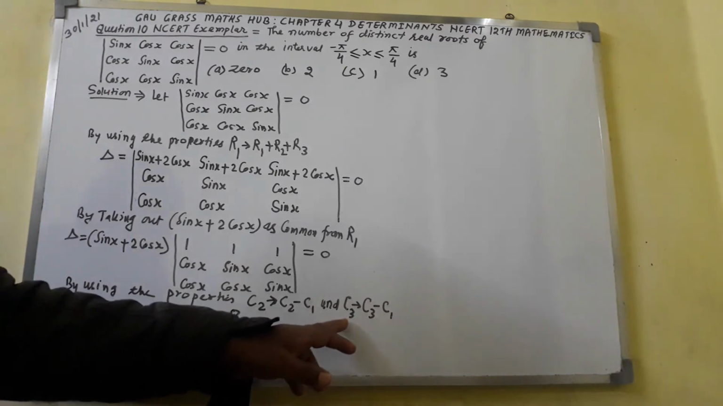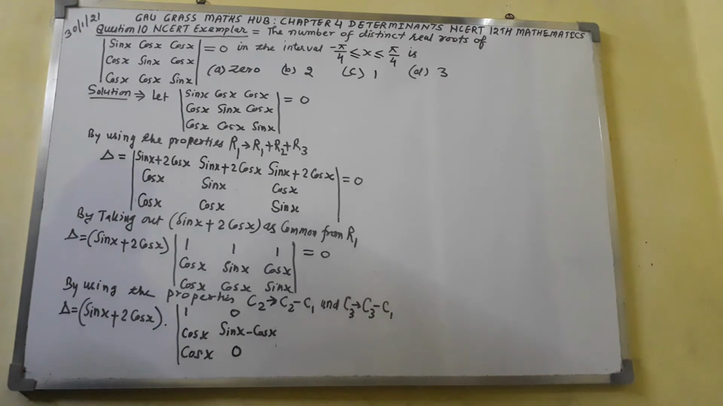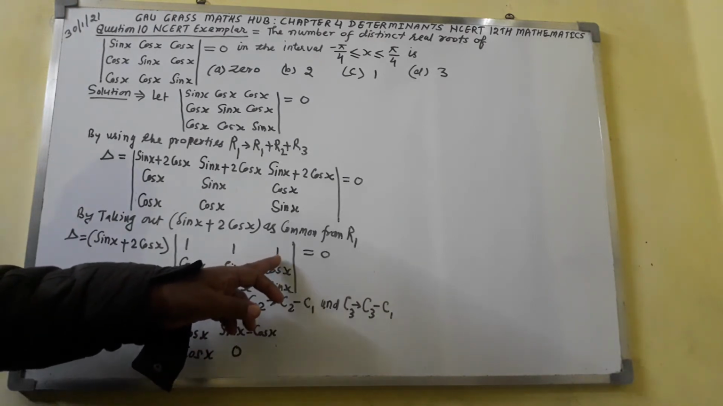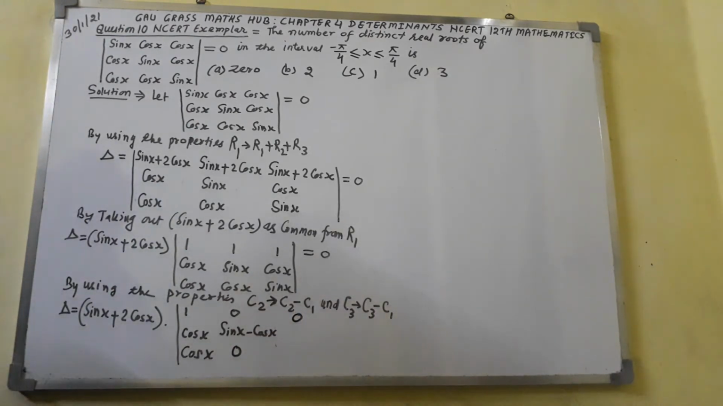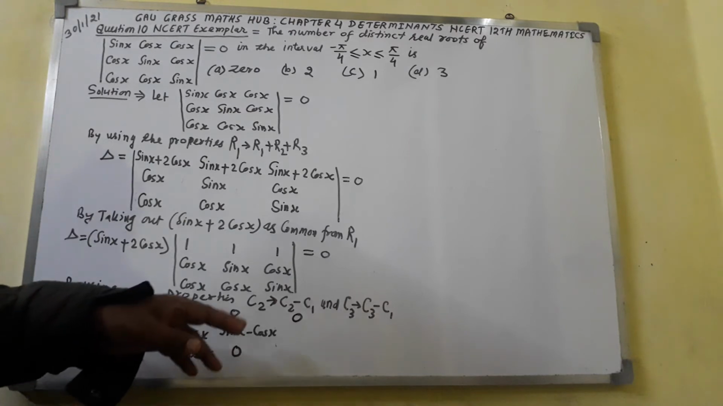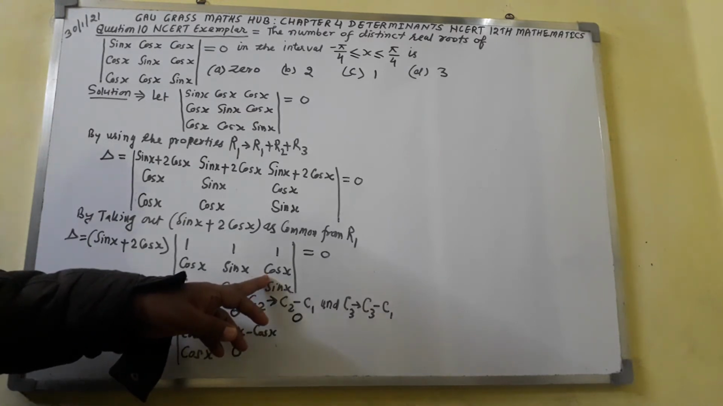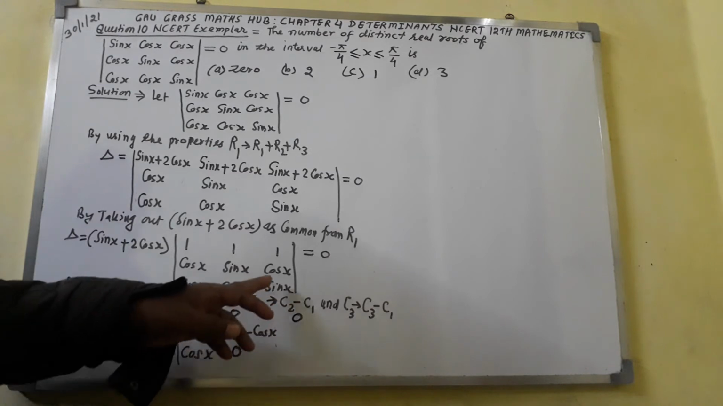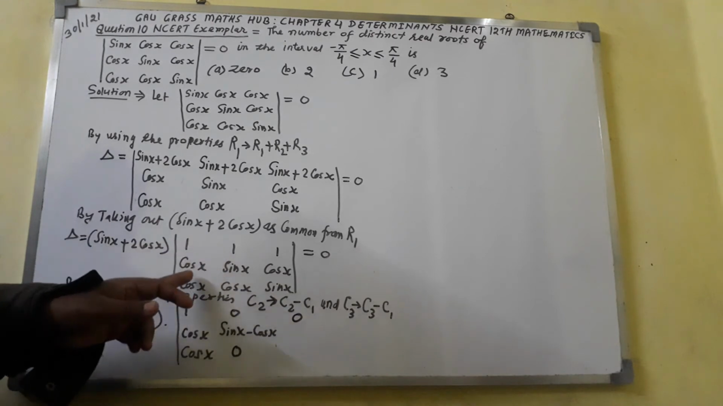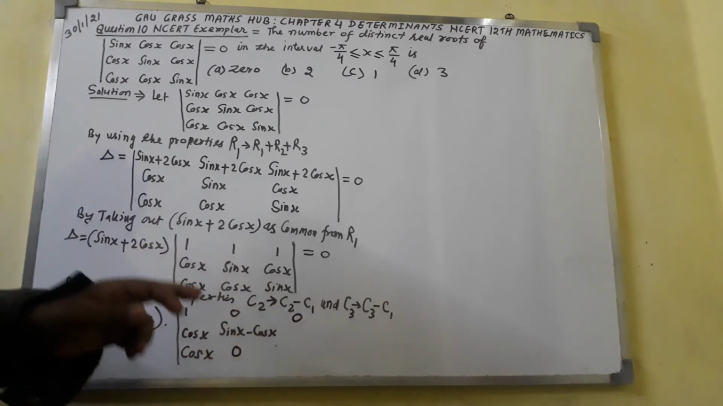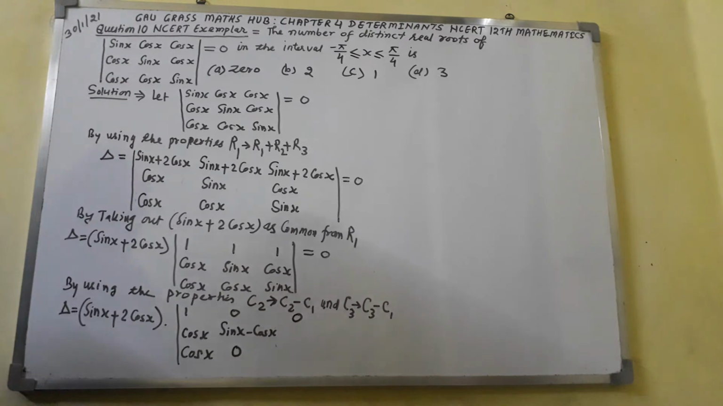And here it is written C3 goes to C3 minus C1. So this is C3. So 1 minus 1 comes out to here 0. And if I take the element of C3 as cos x, so cos x minus the corresponding element in the first column, which is cos x. So here we will get cos x minus cos x comes out to be 0. So here we will get 0.